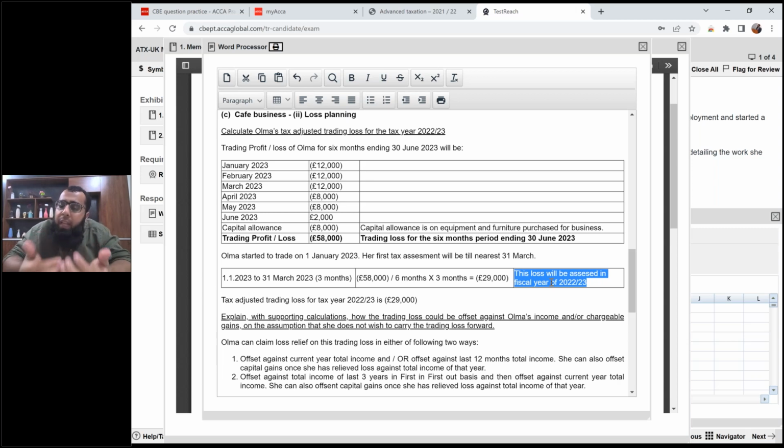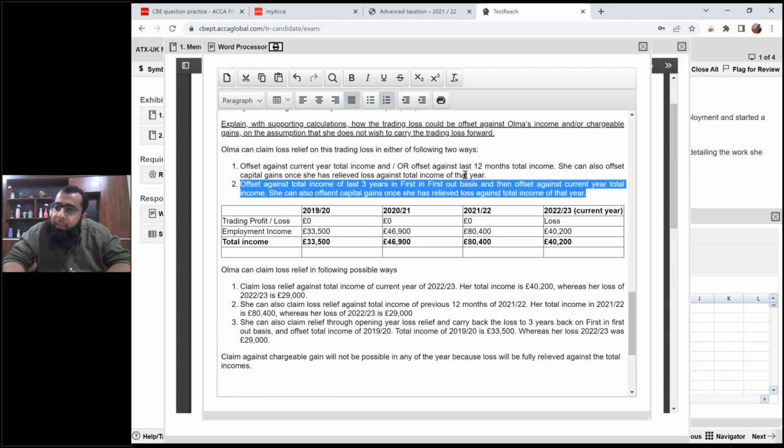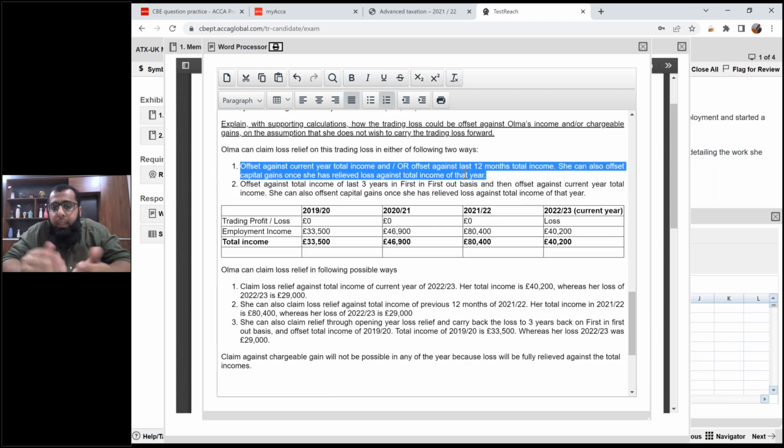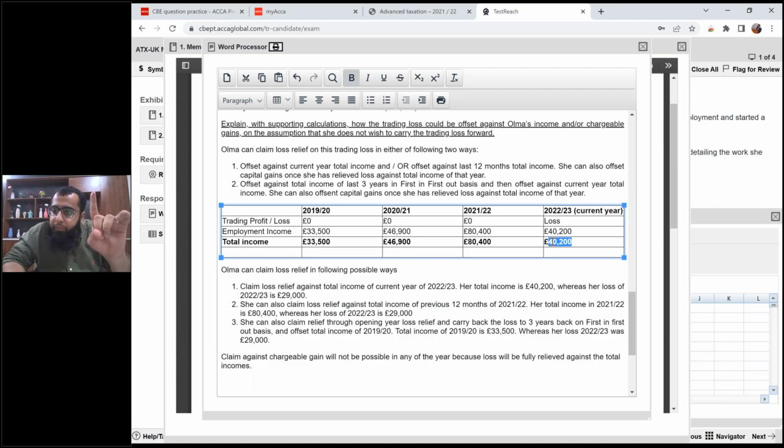Then he asked what the possible ways are. First I commented on the rule, that this is the rule. Then I made a calculation and I said that, okay, his loss is 29,000. He can offset it in the current year. He can offset it in the previous year. This is the normal loss: current year, last 12 months.